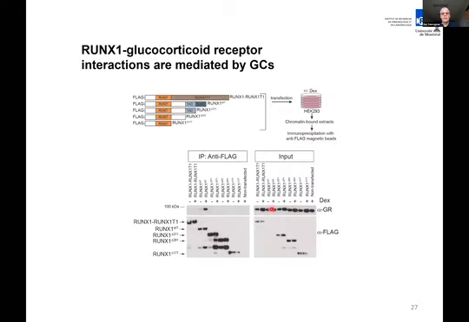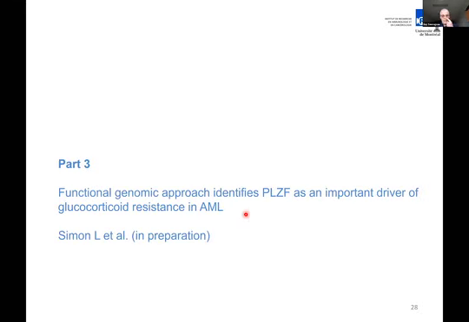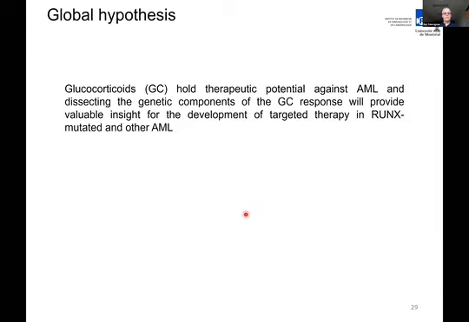And last but not least, the glucocorticoid receptor can be immunoprecipitated with RUNX1. And there's more of this in the presence of dexamethasone than in the absence, and it could be because there's more of the receptor. Okay, now I'm going to spend the rest of the time on this more recent point, which is a paper in preparation, and it's really trying to dissect the sensitivity to dexamethasone.